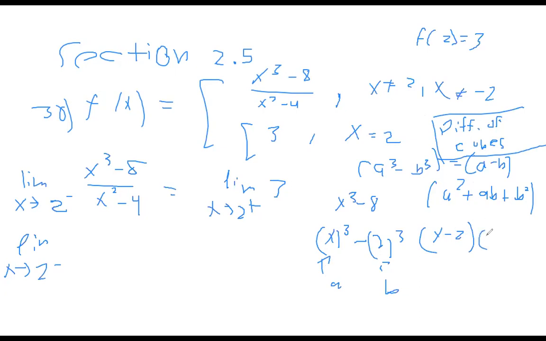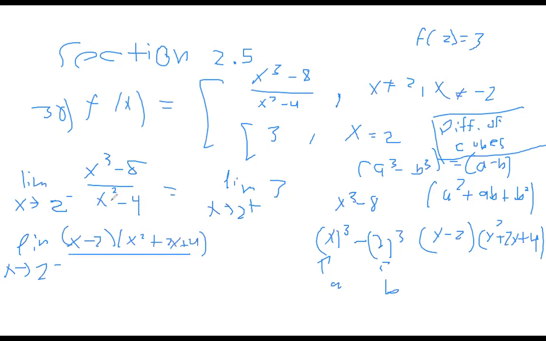In this case, it's x. So that's going to be x squared plus a times b. So you have 2x. This is going to be plus 2x plus the b squared. So that's going to be plus 4, right? 2 squared is 4. So we have this. That's going to go above here to factor this out. So x minus 2 times x squared plus 2x plus 4.